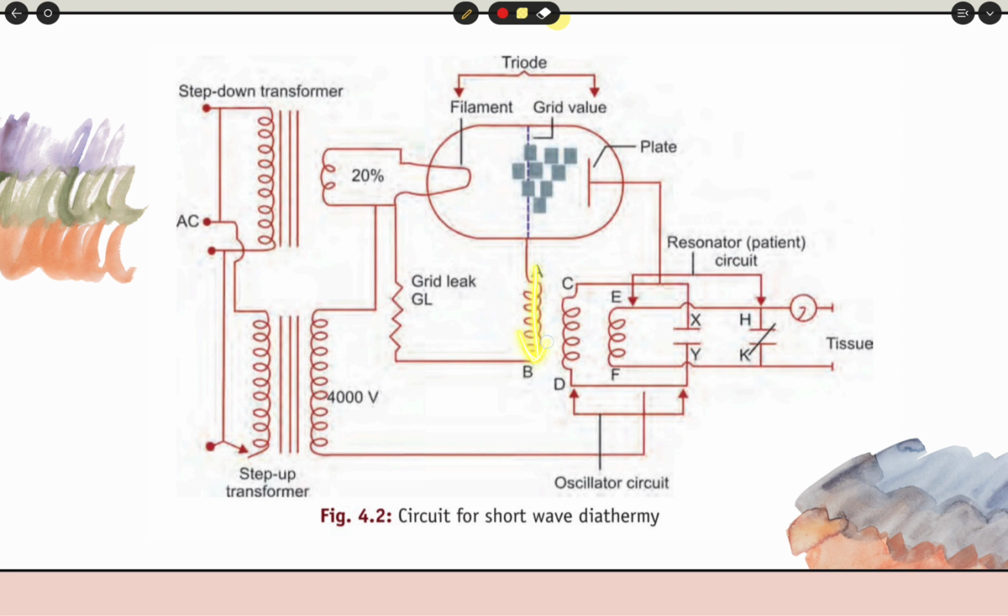So the current passes from A to B, and the electrons in this coil pass in the opposite direction, that is from B to A, and enter the grid. The electrons present in the grid repel the electrons coming from the cathode. This will lead to cessation of electric charge in the oscillator circuit. But still the oscillator circuit will function as it was before due to self-induced EMF by Lenz's law. That is, any circuit tries to avoid any change in magnetic flux happening in it.